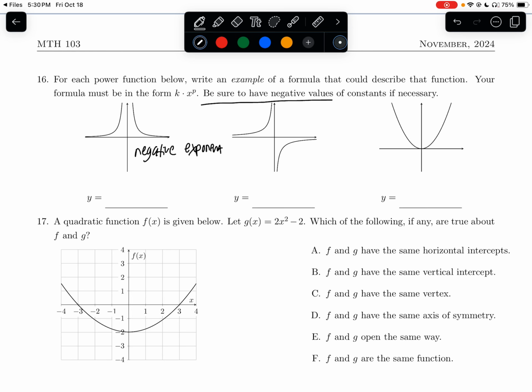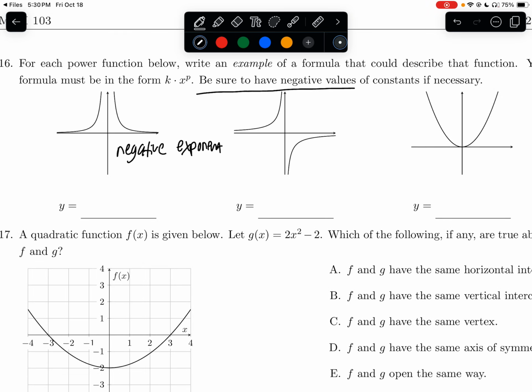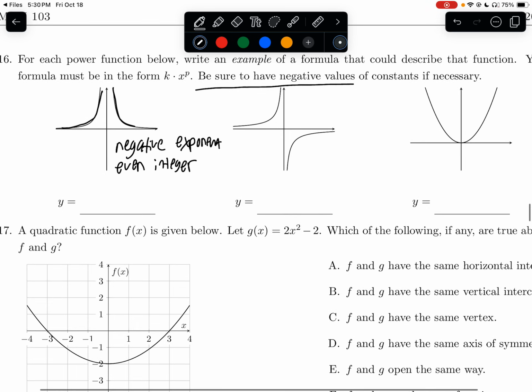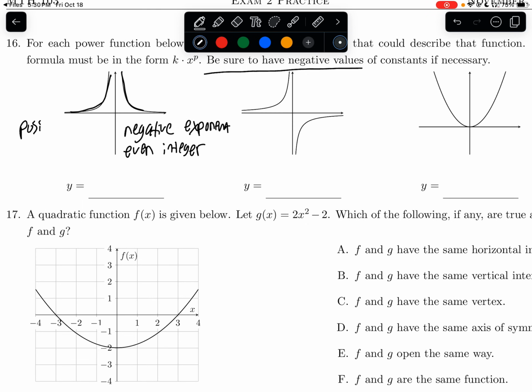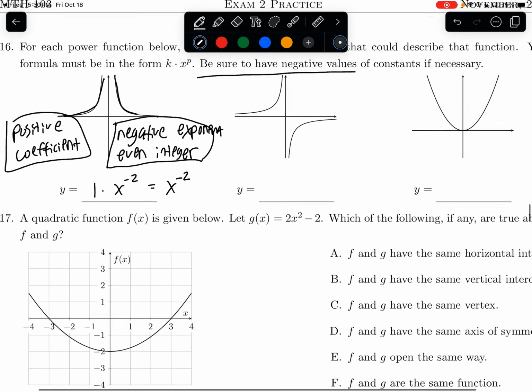And we can identify that it also has to be an even integer because both sides here are above the x-axis. And so it's a negative even integer exponent, and it's a positive coefficient. So there are many choices that you could make. The simplest would be choosing a positive coefficient to be 1 and choosing a negative even integer to be negative 2. And so we could just say this is something like x to the negative 2, but there's other choices you could make so long as you satisfied these two constraints.